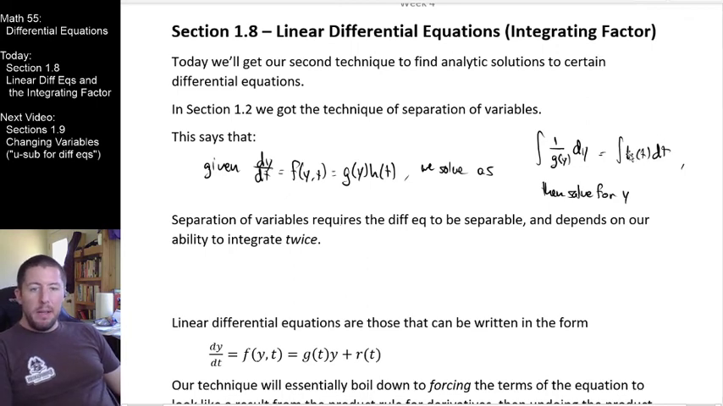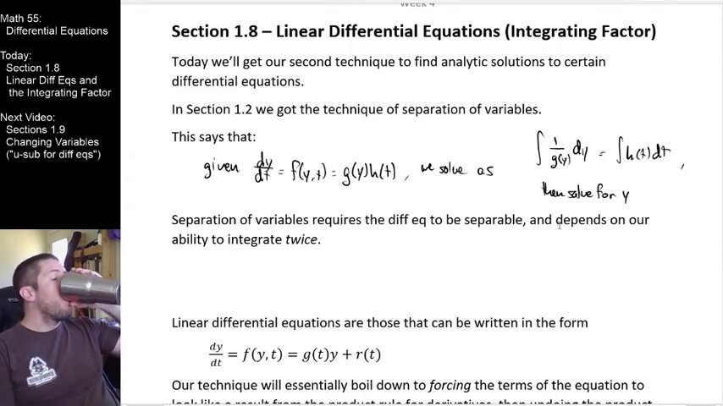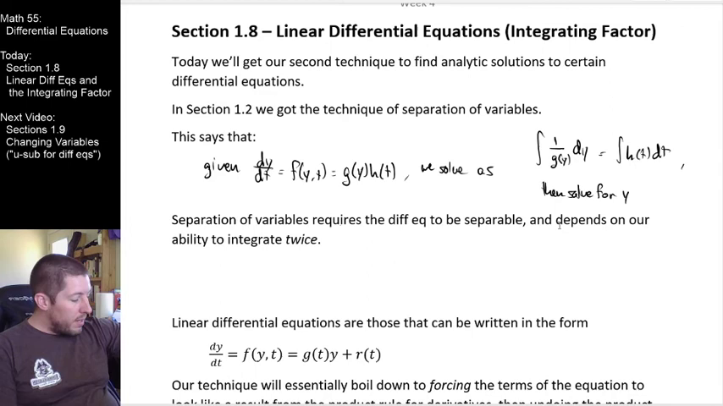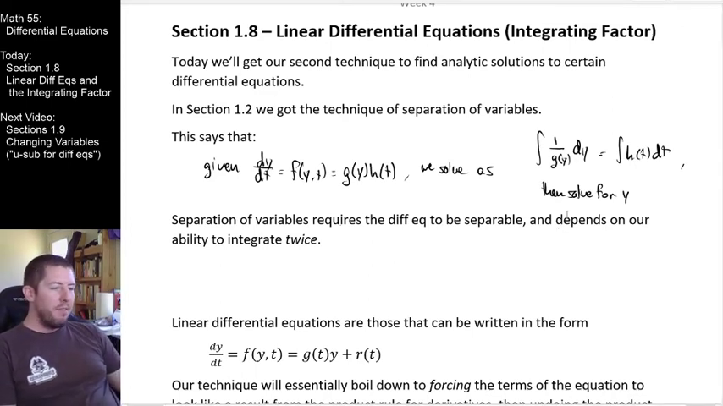It also depends on our ability to integrate twice, right? Not only do we have to integrate 1 over g of y, we also have to integrate h of t, and then we still hope to be able to algebraically solve. There's a lot of limitations there. Anything that requires two different integrals, you should always ask, is that even going to work? Today we're going to see a pretty similar type of limitation, dependence on multiple integrals. But never stop counting how many integrals a process takes. That should always make you ask, can I actually do this if it's going to require that much integration?